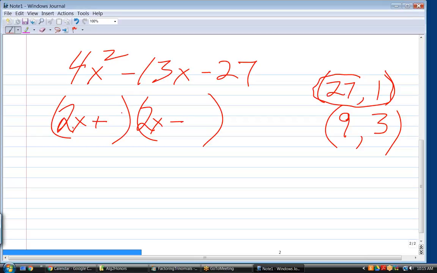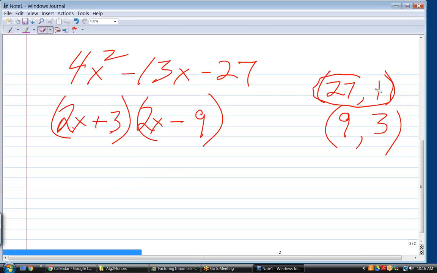Again, I'm not sure which needs to go which. We've got a negative sign on the middle. So let's put the bigger number with the negative sign and the smaller number with the positive sign. Does that work? So 6x and minus 18. Doesn't work.